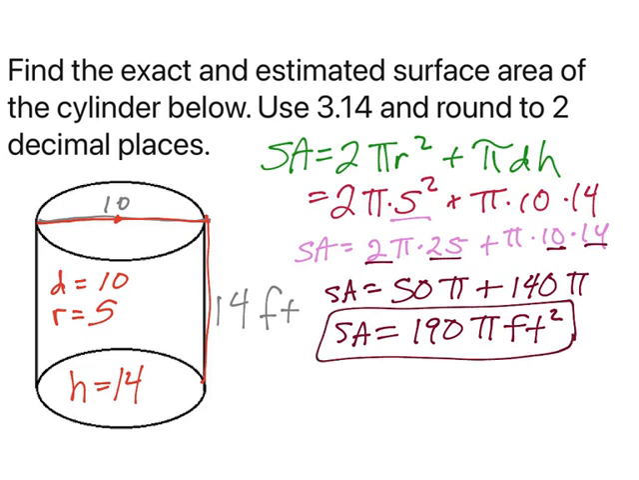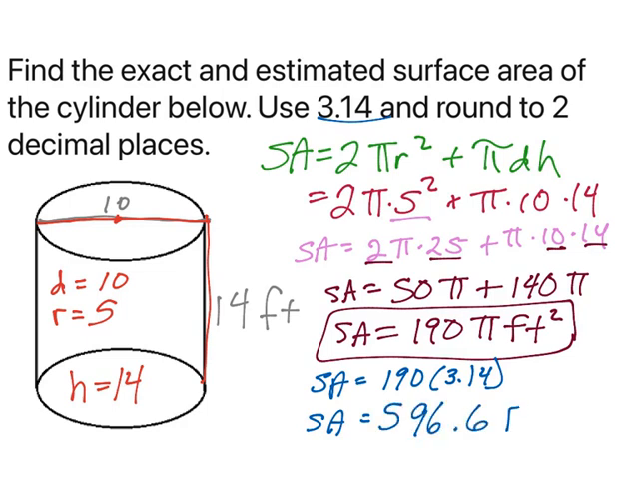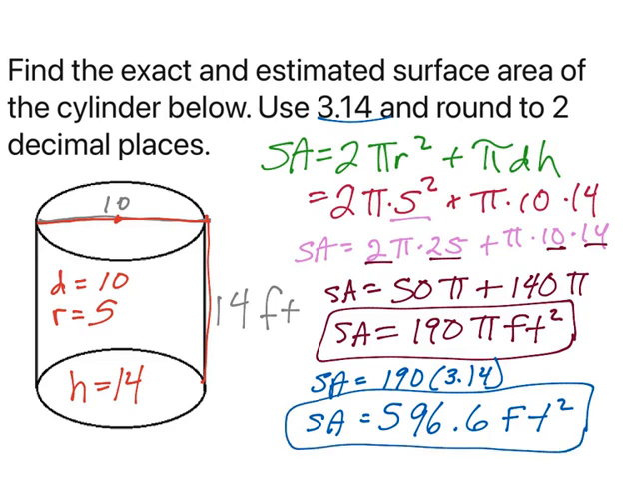To change this to an estimate, we simply remove the pi symbol, and in this case, we multiply by 3.14 because that is what was given in the problem. So 190 times 3.14 gives me an estimated value of 596.6 feet squared. So remember, because we're dealing with area, we have square units, and I think that's it.